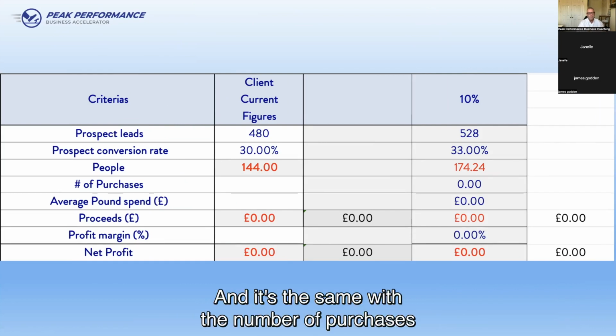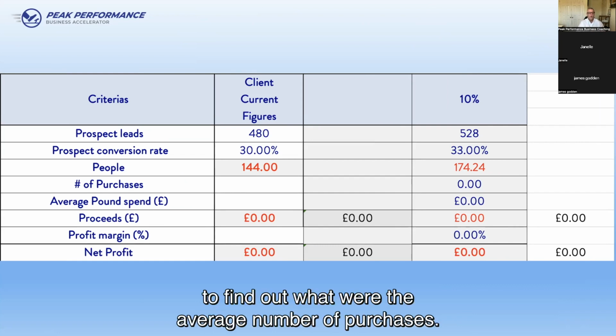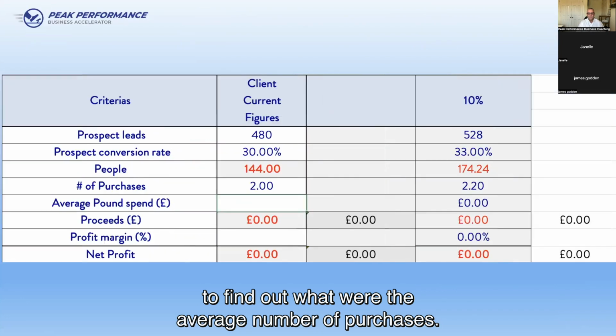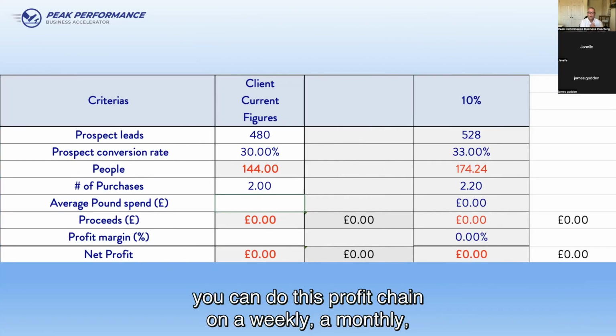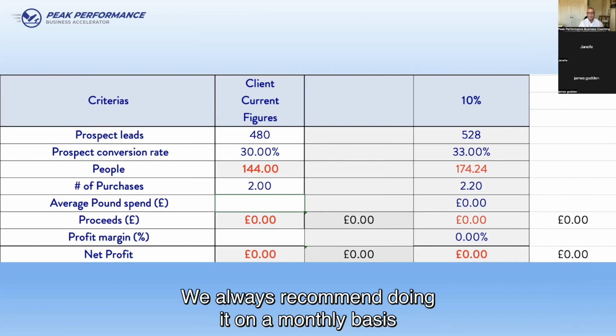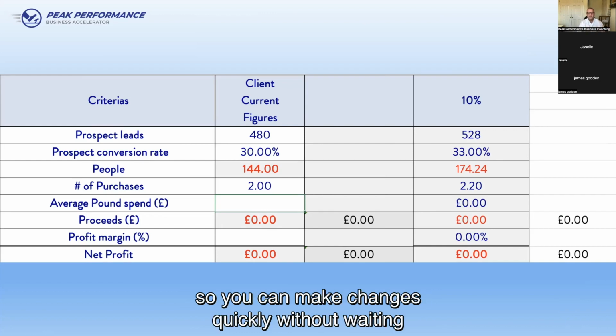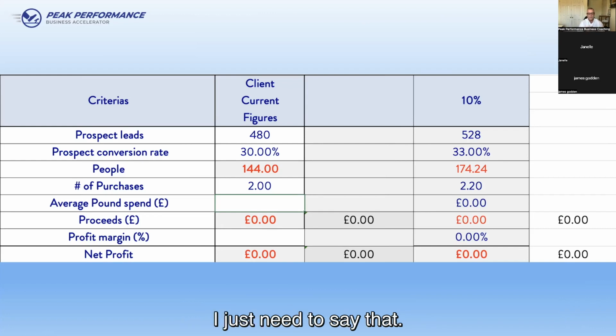And it's the same with the number of purchases and the average pound spend. We had to test and measure to find out what were the average number of purchases. And I forgot to say also, you can do this profit chain on a weekly, a monthly, a quarterly basis, however you want to do it. We always recommend doing it on a monthly basis so you can make changes quickly without waiting until after a quarter or 6 months. I just need to say that.